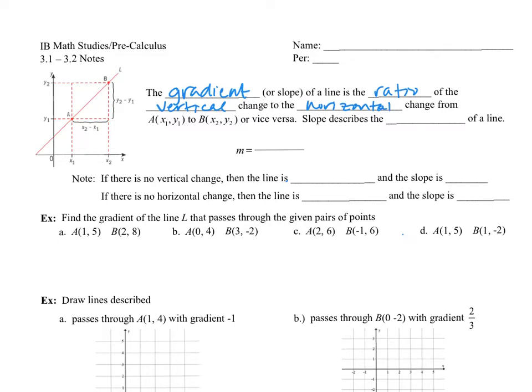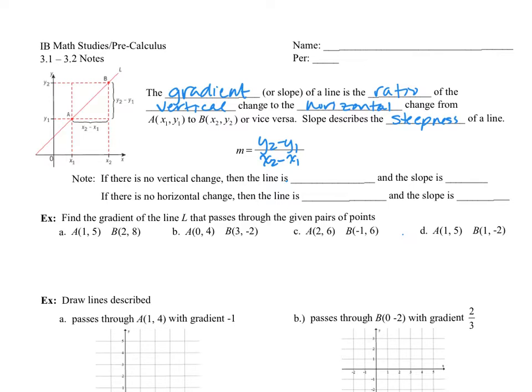So if we have a point A with coordinates x1, y1, and a point B with coordinates x2, y2, as we travel from A to B, the gradient or the slope will describe the steepness of that line. You'll remember from your algebra courses that to find the slope of a line, we simply take the difference of y values over the difference of x values. Remember, it is a ratio of the change in y's to the change in x's.